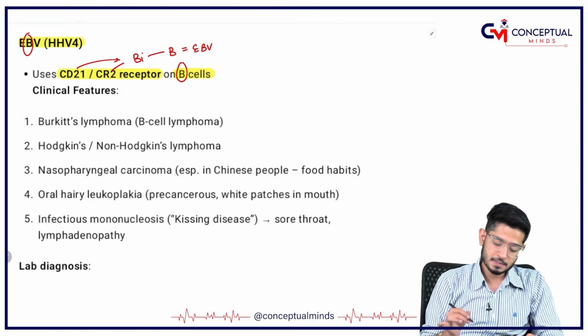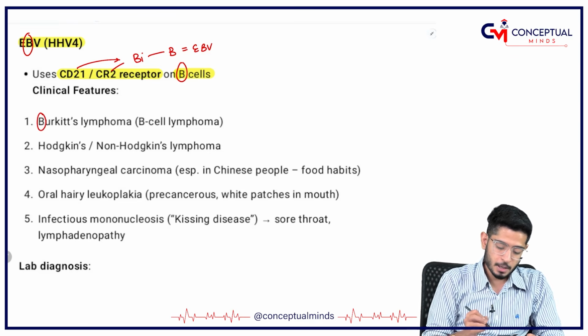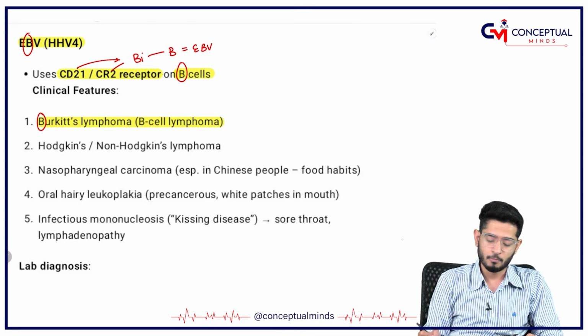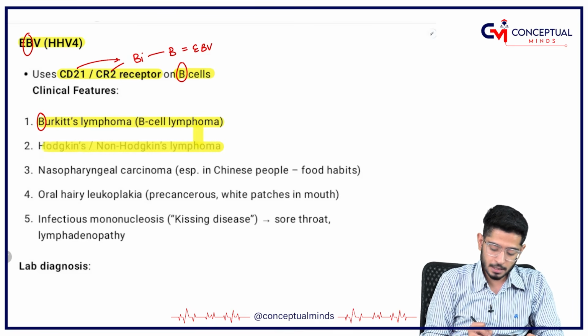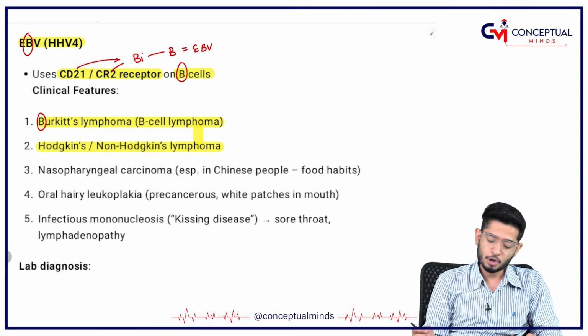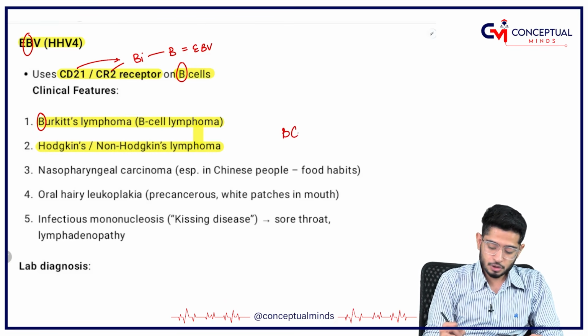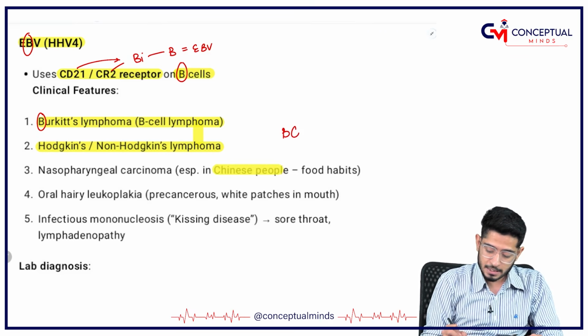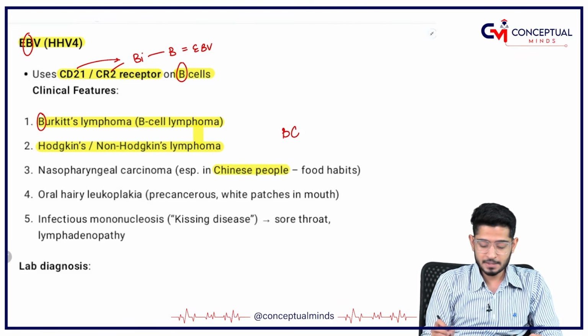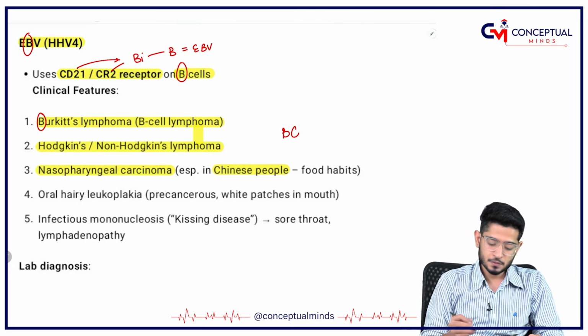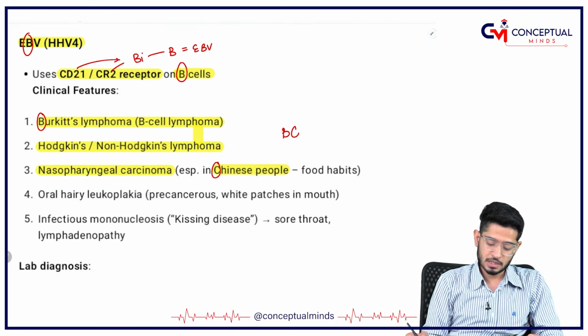Now, Epstein-Barr virus is responsible for causing B for Burkitt lymphoma, a B cell lymphoma, and from this lymphoma you can remember other lymphomas like Hodgkin lymphoma and non-Hodgkin lymphoma. Because it is a cancer, I am telling you some cancers. Remember, the letter close to B is C. In Chinese people, because of their food habits, it is responsible for causing nasopharyngeal carcinoma. Got it? Clear to you?